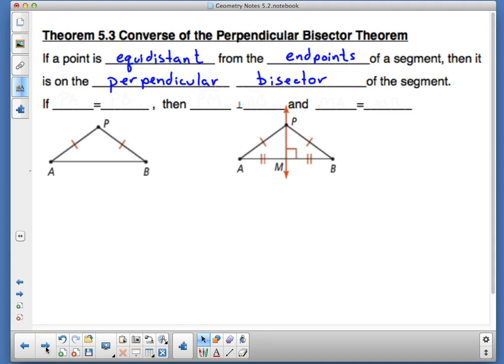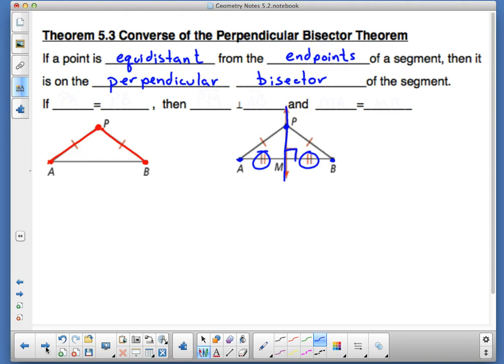If a point is equidistant from the endpoints of a segment, like I have here, if a point P is equidistant from the endpoints A and B, then that point P is actually on the perpendicular bisector of segment AB. So we can look that over, and we know that that's going to be perpendicular. That's going to be the perpendicular bisector. Those would be equal, and we'll be able to set that up.